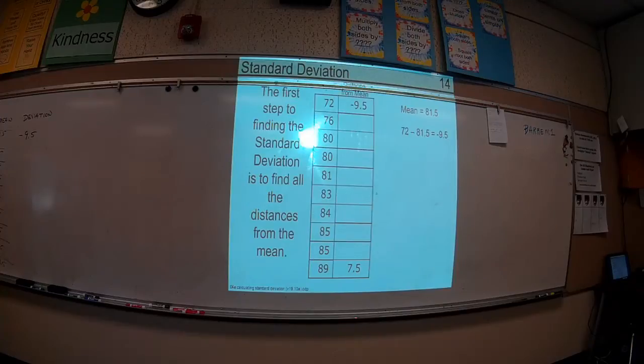It's 72 minus 81.5, which is negative because this is lower than the average. If it's above the average, it would be positive. If it's below the average, it's a negative. This is 9.5 less than the middle. Okay, do this 9 more times.